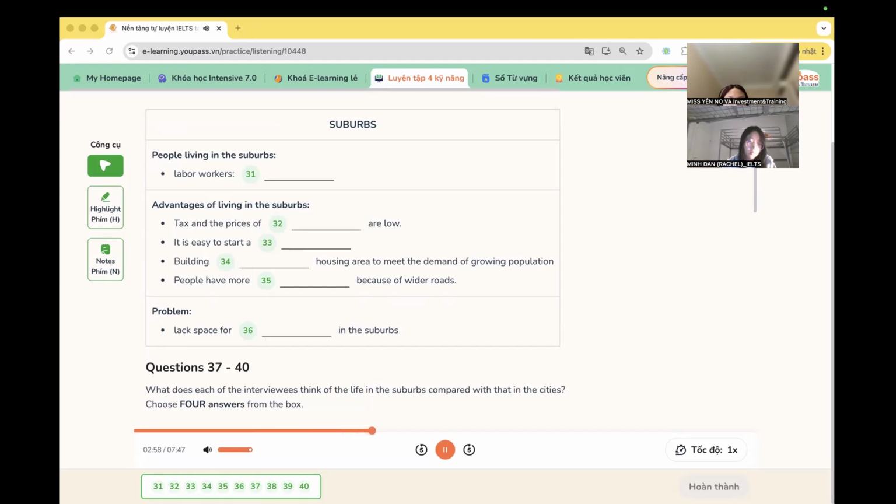For instance, people pay relatively lower taxes than people in the city, so they can have more disposable income. And food is cheaper than in the cities. Many people have noticed that vegetables and some kinds of fruits are usually produced in the suburbs or transported to the suburbs first before they reach the city.